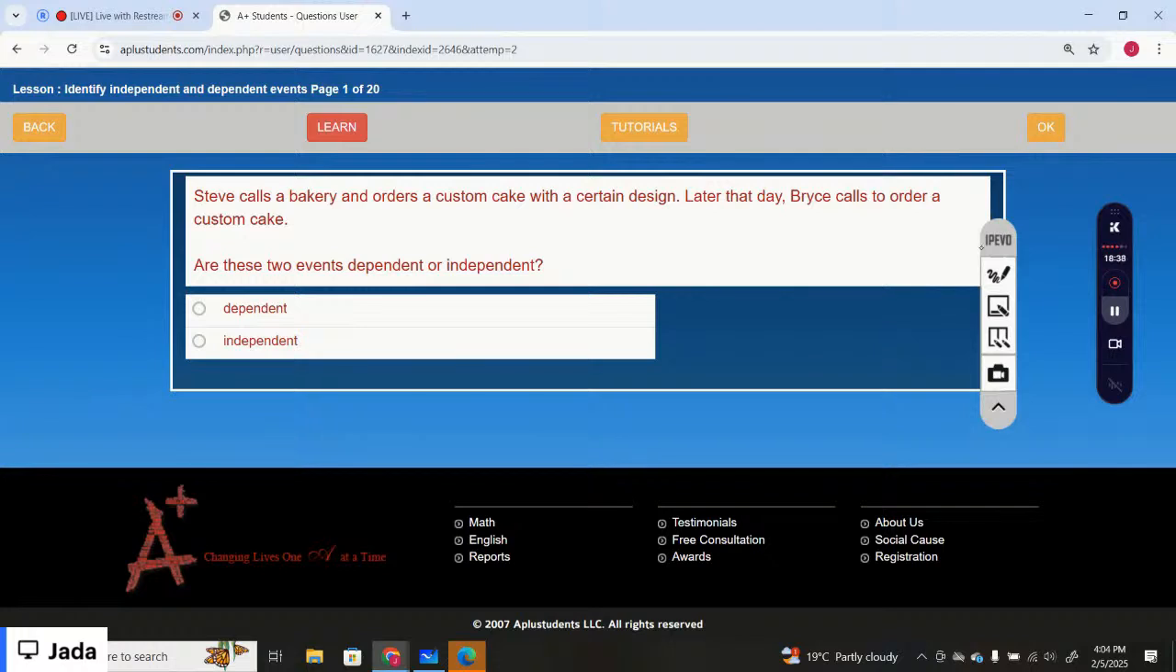They are the independent events, right? If you order a cake and your friend also orders the cake, the outcome of the events are the same, right? So they are the independent events.